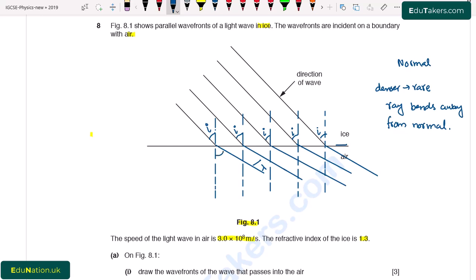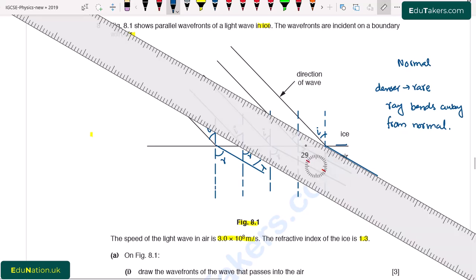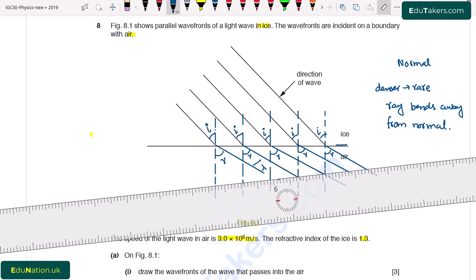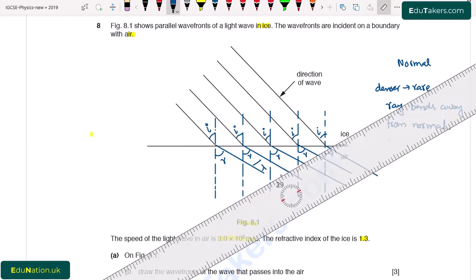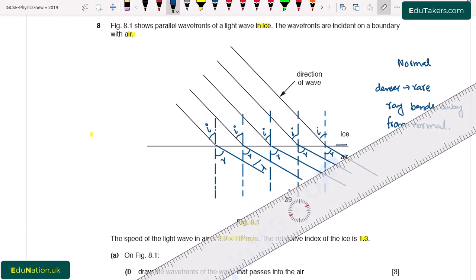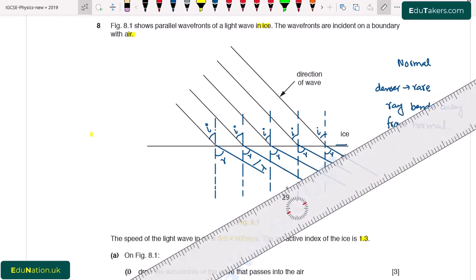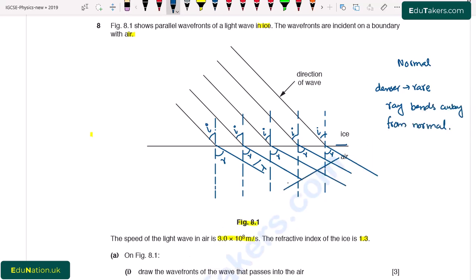So this angle is basically the refracted angle. This is also a refracted angle. All of these are refracted angles. And we also have to draw the direction of wave. It will be perpendicular to these refracted rays. So I am going to draw the direction of wave. It will be in this direction. So this is the direction of wave, and the refracted rays direction is this.